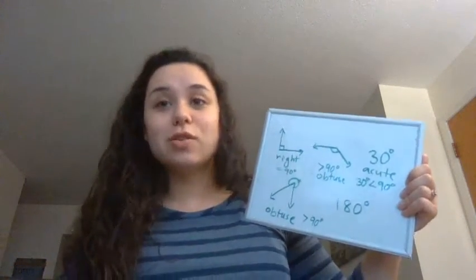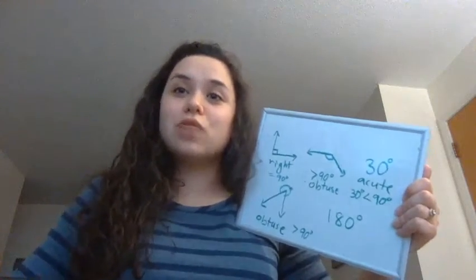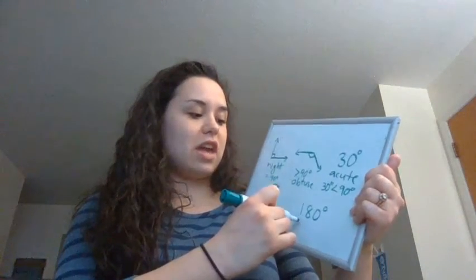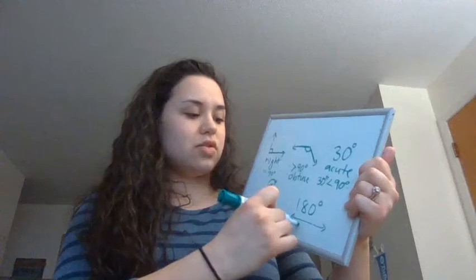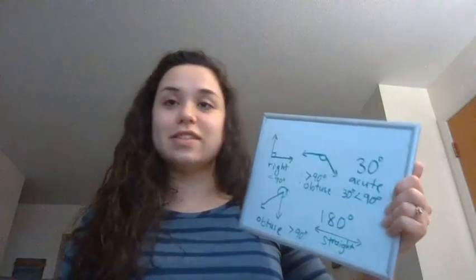Okay, our last one is 180 degrees. That's easy. You guys know that 180 degrees is always the same type of angle, which is a straight line. So I know that this is a straight line. That's our intro to angles.